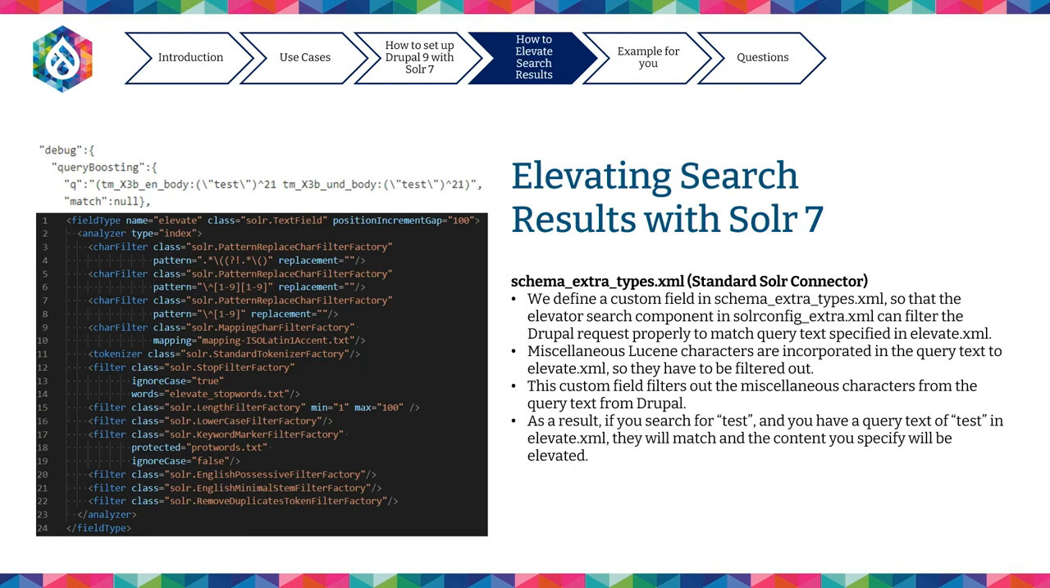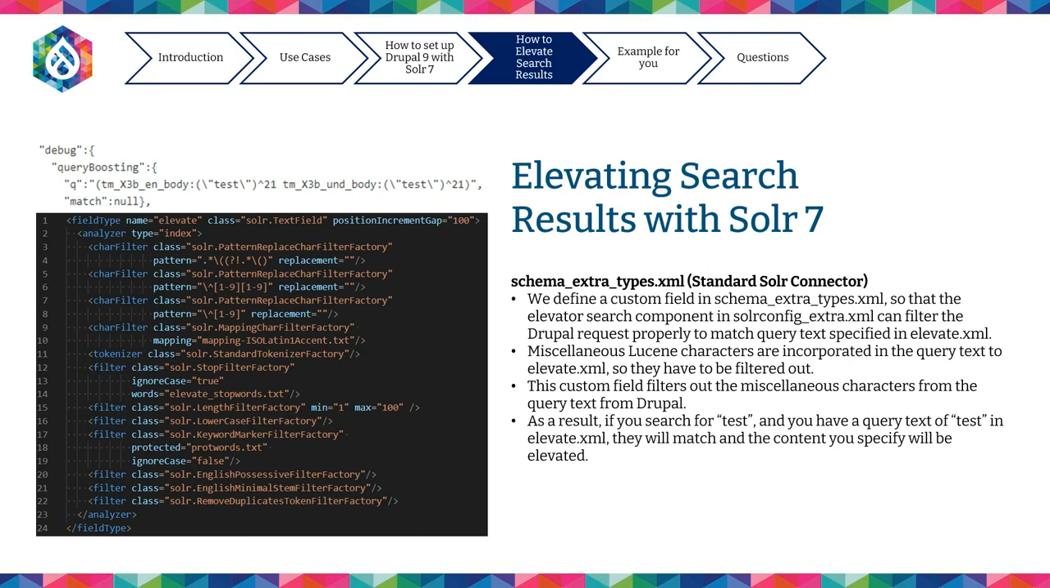At the very top left is a debug output. You see that the q parameter has a bunch of, I think, Lucene characters. That's actually the text that Elevate is trying to match, but it should just be the query text that you match on. So what this custom field type does is analyze the query text to properly filter out all the Lucene characters so that the q parameter can match with the query text in elevate.xml. Once it matches in elevate.xml, what you specify in elevate.xml will apply. And that's how you elevate your content with just a Solr backend.